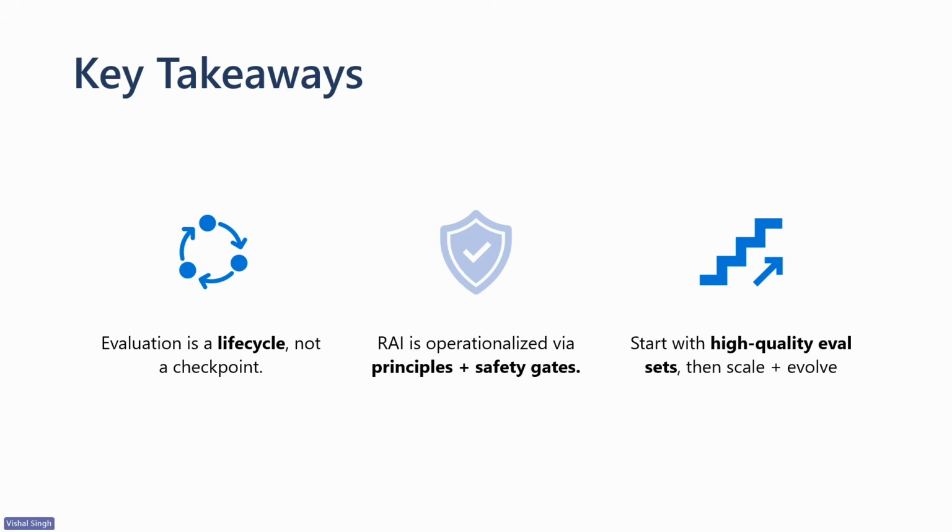RAI is operationalized via principles and safety gates. It has to be ensured that all the required safety measures are deployed to ensure that your agent fulfills those practices and does the required task in a safe, secure manner.